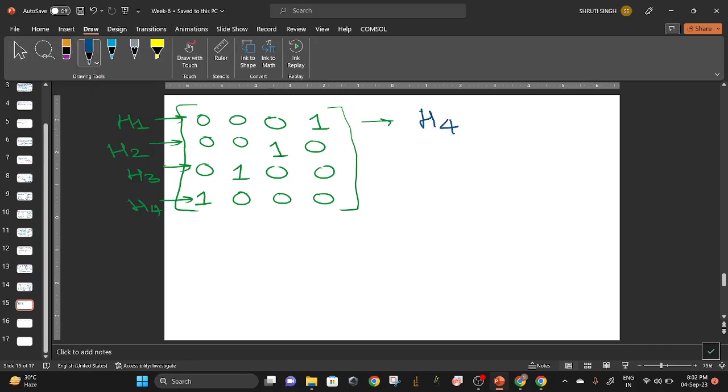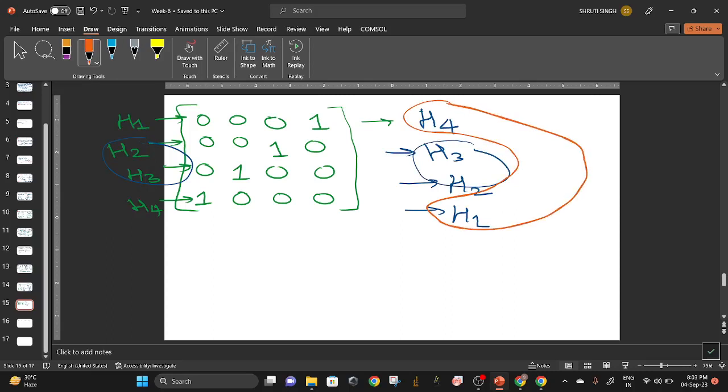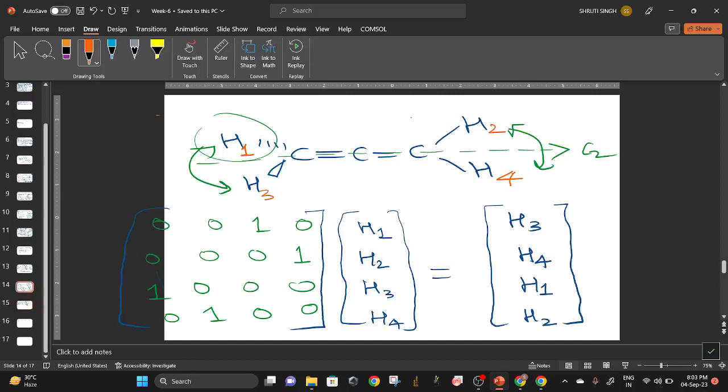Then H2 becomes H3. Now H3 becomes H2 and H4 becomes H1. So you see these two are getting changed in pairs: H2 and H3, and H4 and H1 are getting changed in pairs. So this is fine, right? We cannot change all of them. We cannot change these two across this C-C bond.